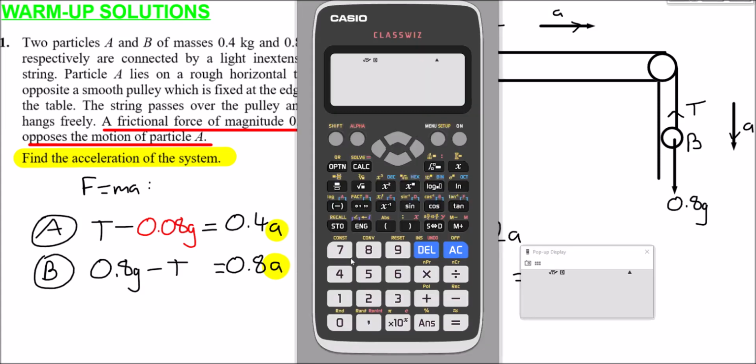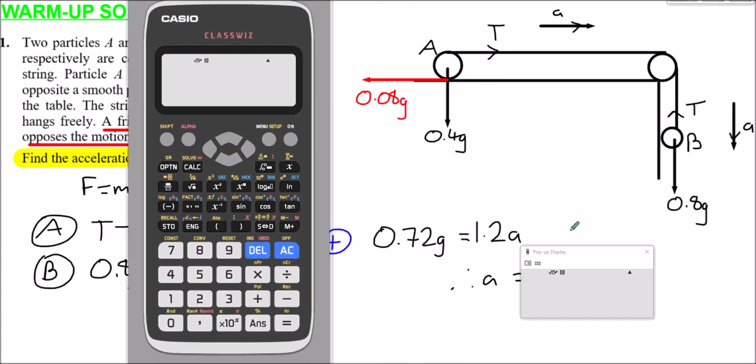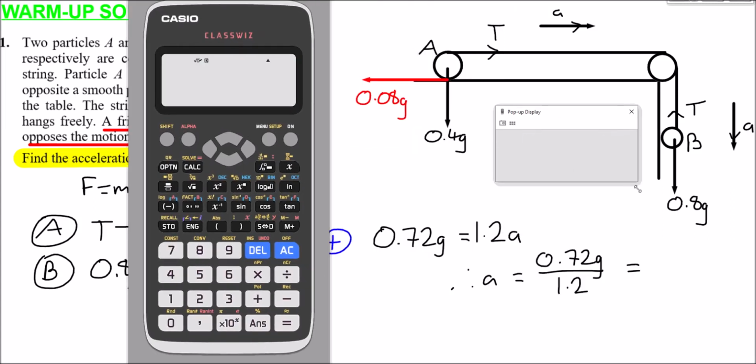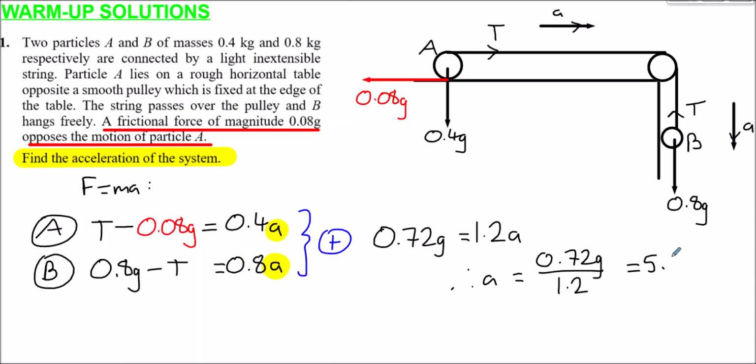So let's just calculate what this is. So 0.72 g, g can be taken as always, unless otherwise stated, to be 9.8. Then divide by 1.2. We get here 5.88 meters per second squared. So that's what we write down, and that's warm up one done. 5.88 meters per second squared.